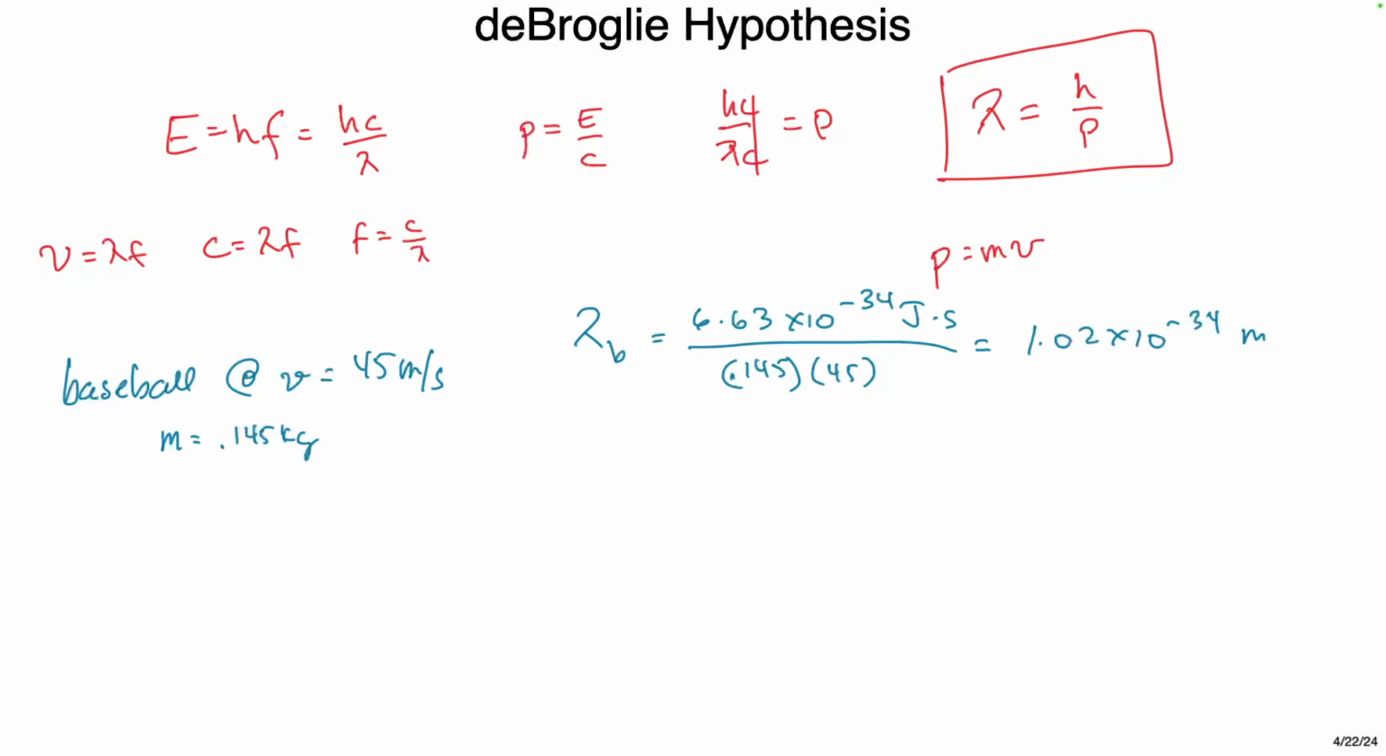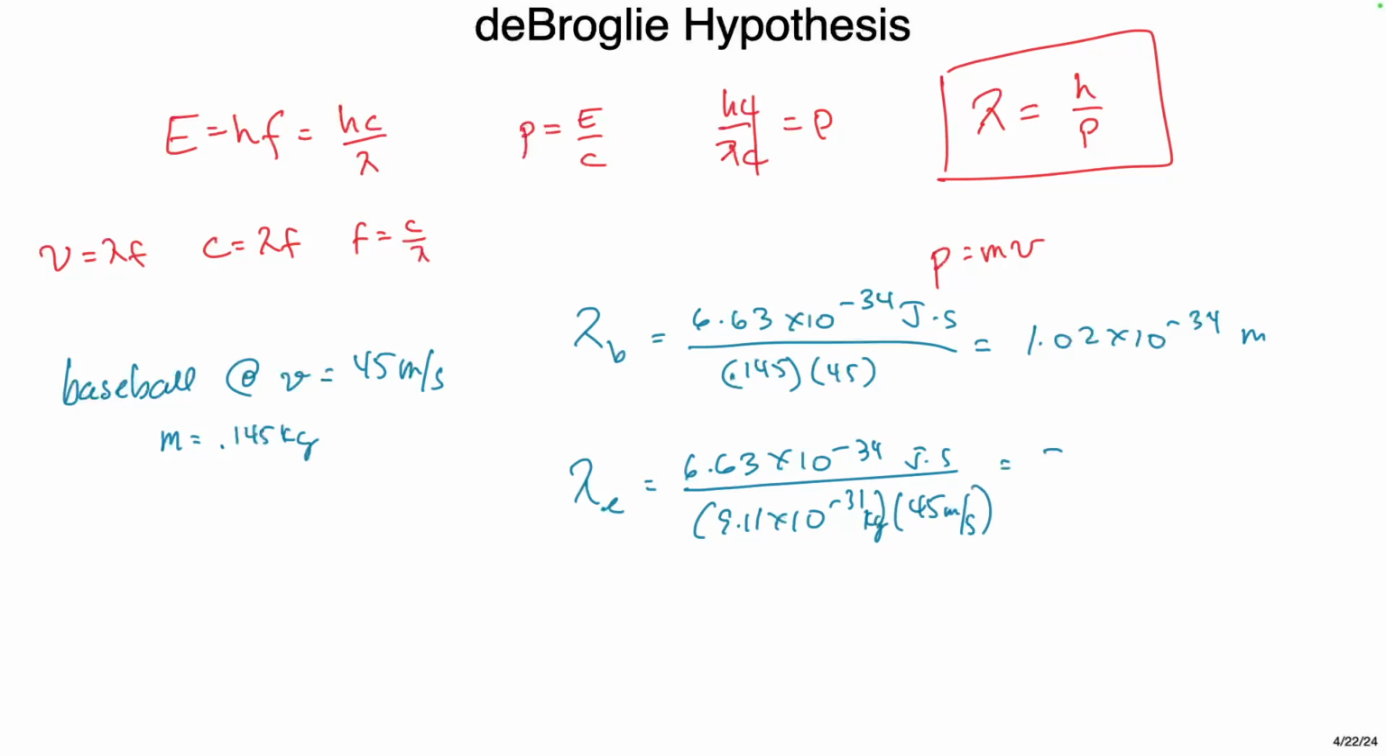But if we try to measure the wavelength of an electron going at 45 meters per second, well, Planck's constant, 6.626 times 10 to the minus 34 joule-seconds, and then the mass of the electron in kilograms, 9.11 times 10 to the minus 31 kilograms, and then 45 meters per second. This turns out to be 7.28 times 10 to the minus 11 meters, which is very solidly within the realm of our ability to measure.